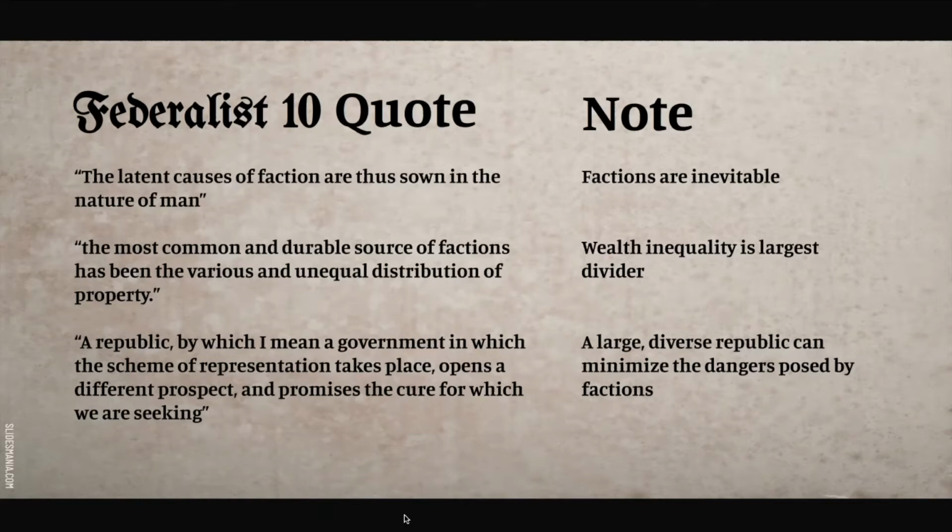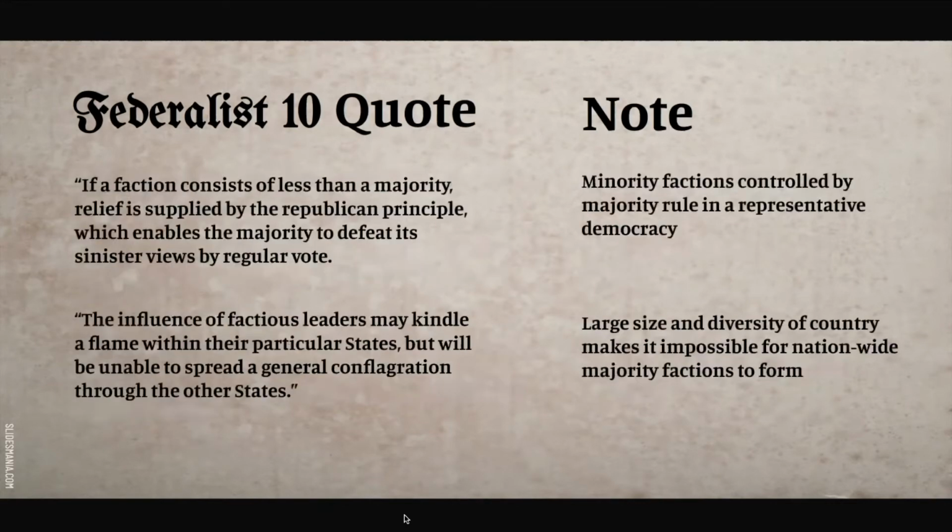But he's got a promise that this large, diverse republic could minimize the dangers posed by factions, writing, "A republic, by which I mean a government in which the scheme of representation takes place, opens a different prospect and promises the cure for which we are seeking." How is it going to do that?